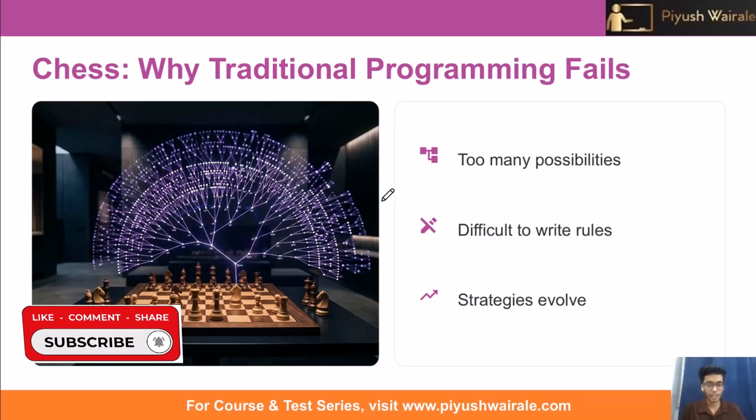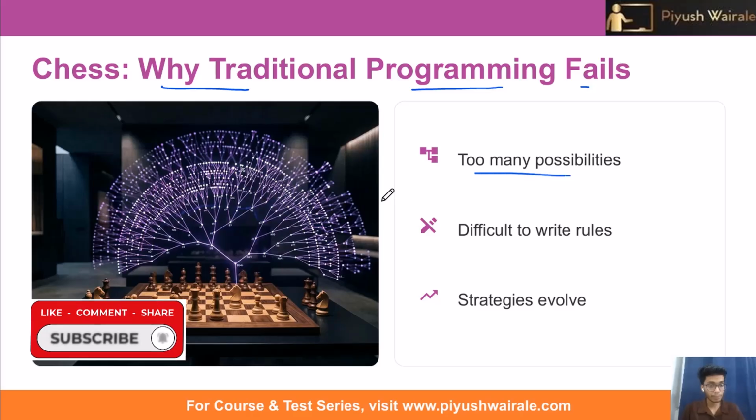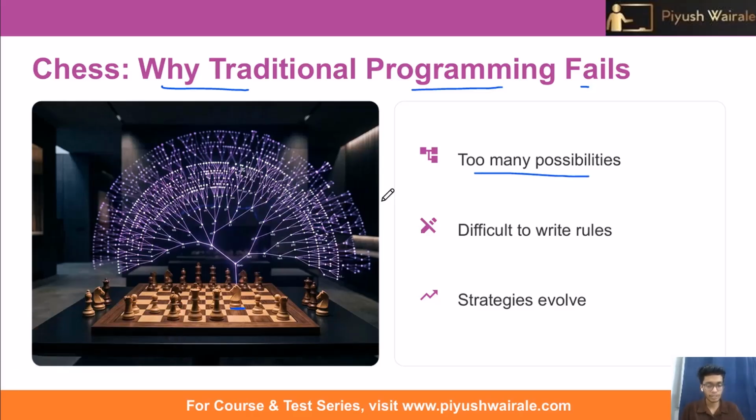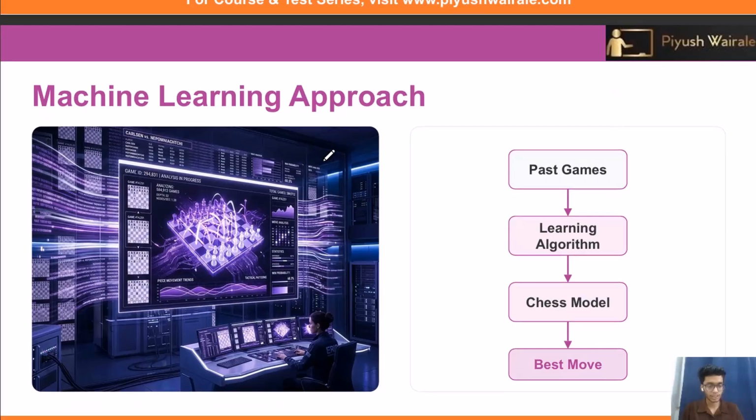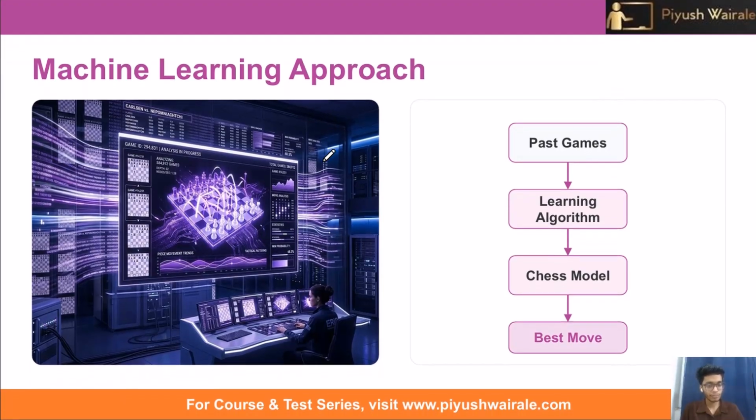So we just saw in the video why traditional programming fails. There are too many possibilities there. For one chess move, there are too many possible situations afterward, and it is difficult to write rules for all of them. And then comes the machine learning approach. What we did in the machine learning approach is we fed the computer past chess games, from which the learning algorithm tried to learn patterns, like the possible moves of each piece, and then it developed a chess model which will help us in future predictions.